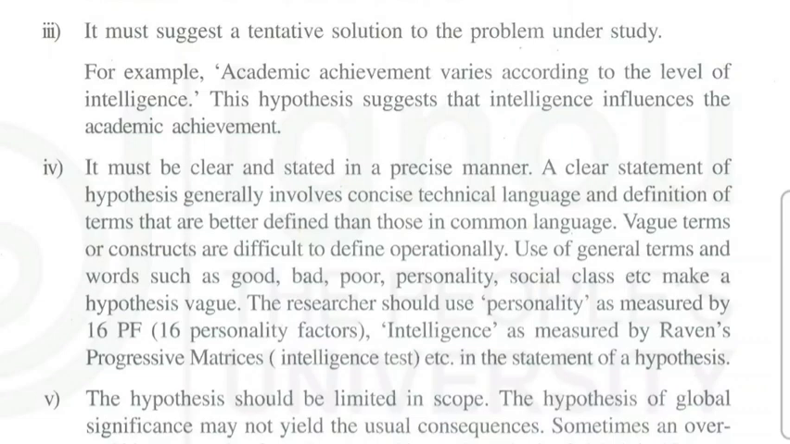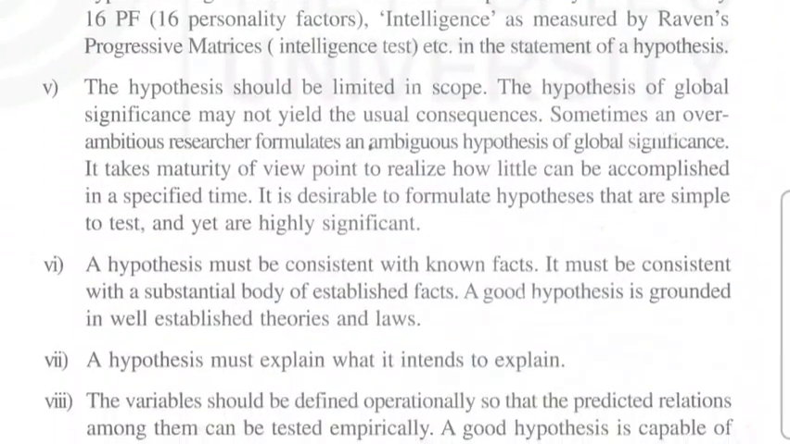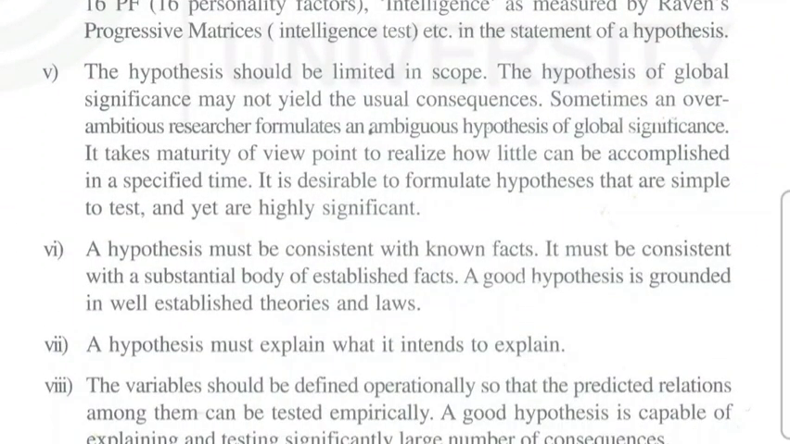Use of general terms and words such as good, bad, poor, personality, social class, etc. makes a hypothesis vague. The researcher should use "personality as measured by 16 PF, 16 personality factors," "intelligence as measured by Raven's progressive matrices, intelligence test," etc. in the statement of a hypothesis.